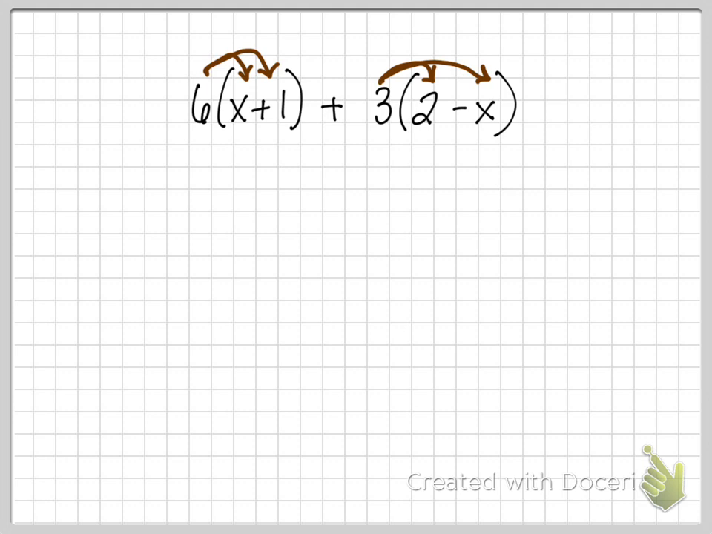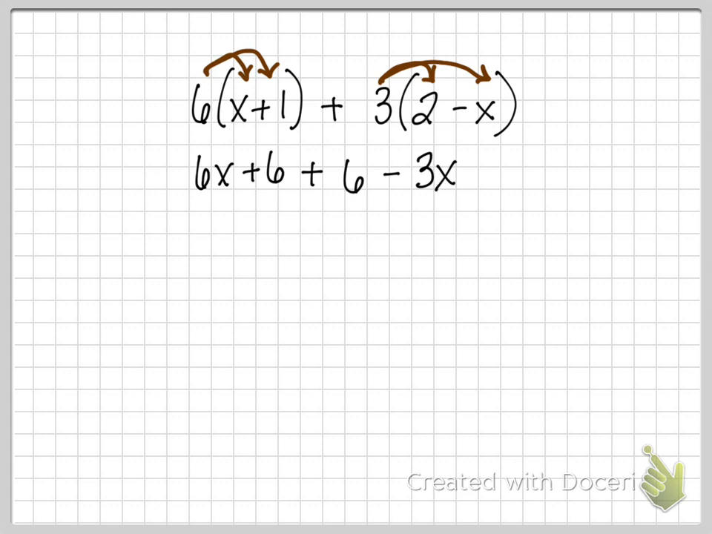All right, what'd you get for the first set? 6 times the quantity x plus 1. Roger, what'd you get? I got 6x plus 6. Perfect. 6x plus 6, and then we're going to add our second set of distribution. What'd you get, Luke? I got 6. Good. Minus 3x. Perfect. 6 minus 3x.